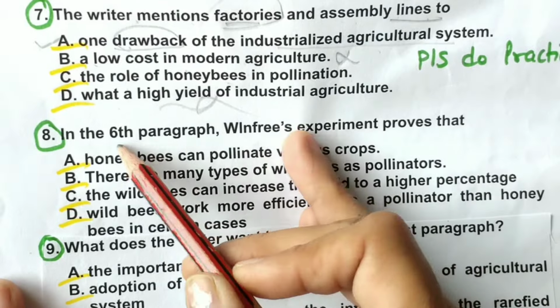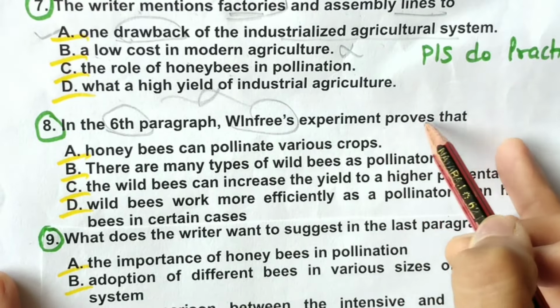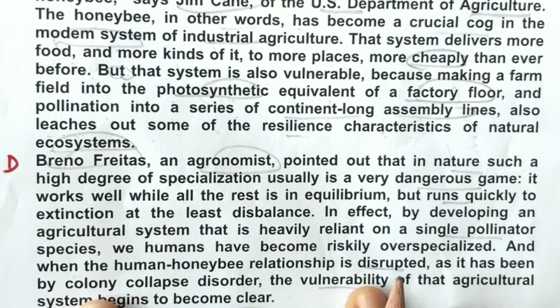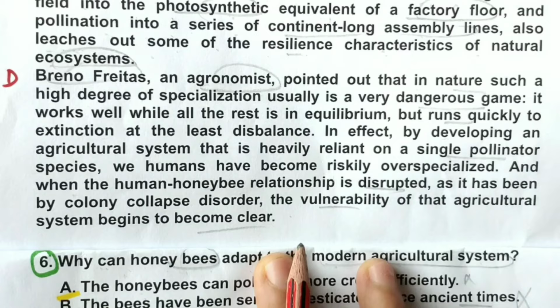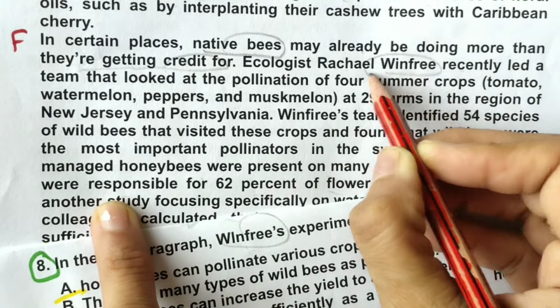Now 8th question. In the 6th paragraph, location is already given. Winfrey's experiment proves that. Now this person name we know, we have already selected in 6th paragraph. Let's go to the next paragraph. Now this is the 6th paragraph and we have got this person name here.